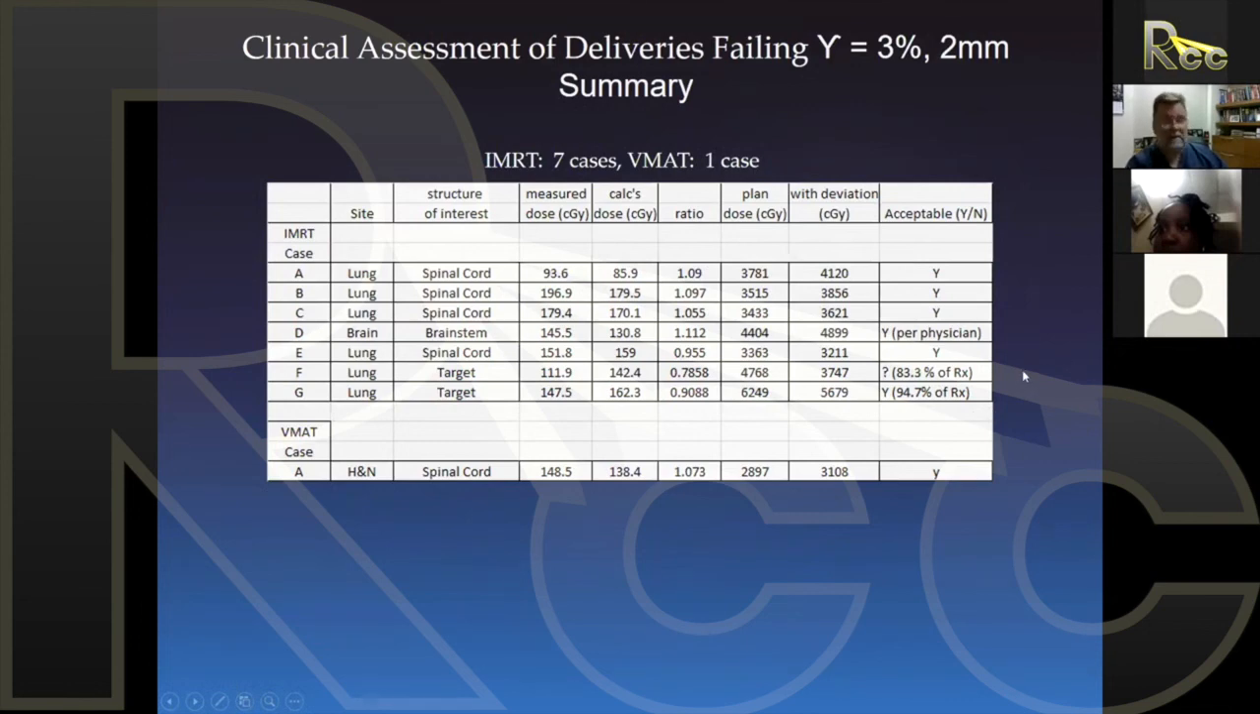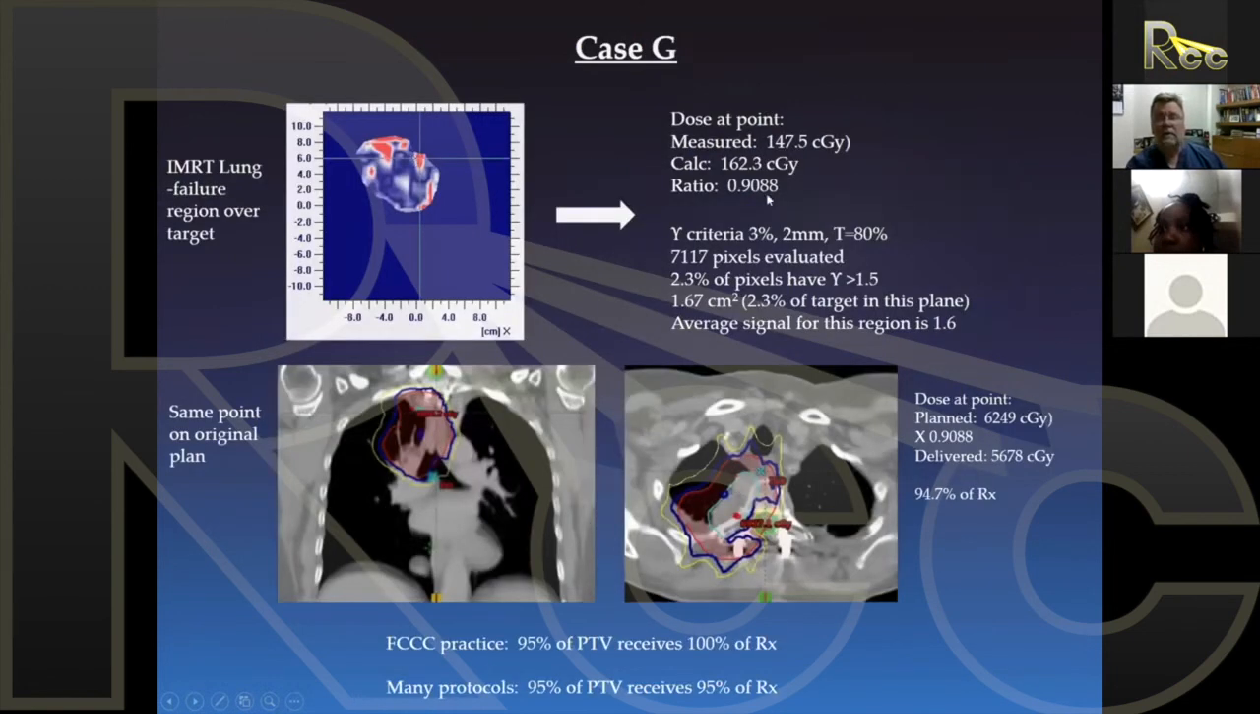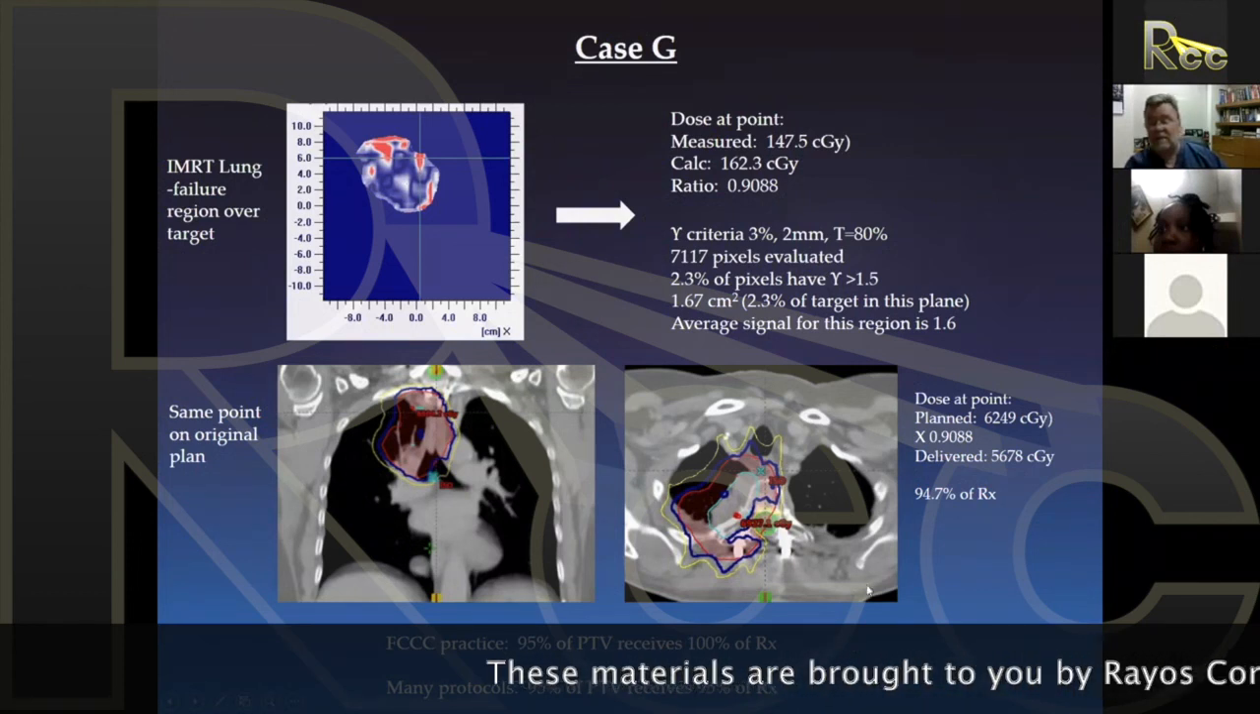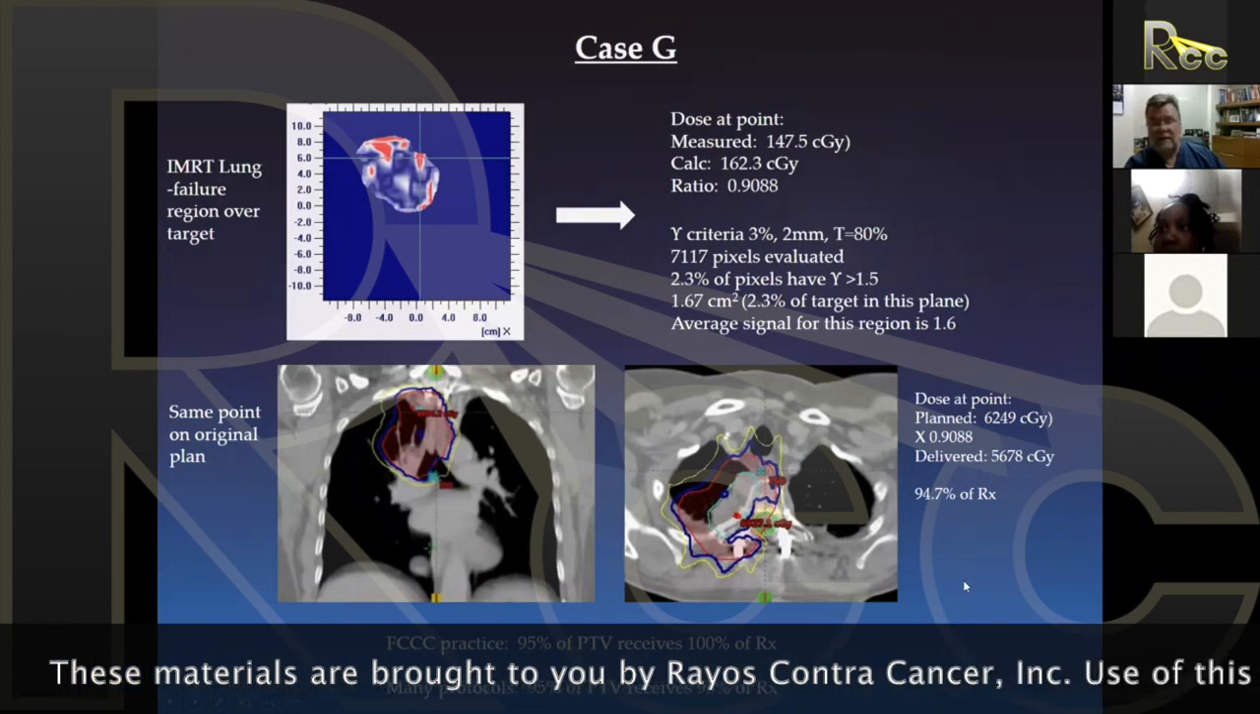Here you can see these last two cases, F and G. This first one is in the target region. That ratio is 0.9. We go to the same point and find it. And now it tells us by the time we propagate all the way through here, we planned 62 gray. We ended up with 57 gray. It's about 95%. Our practice is 95% of the PTV receives 100% of the prescribed dose. Many protocols are 95% of the PTV, 95% of the prescribed treatment dose. So in this case, would not have delayed this case.